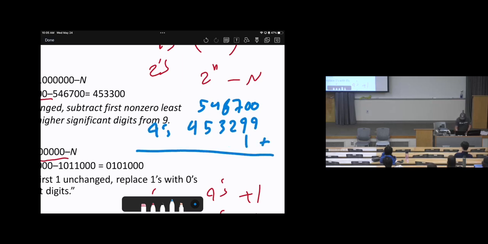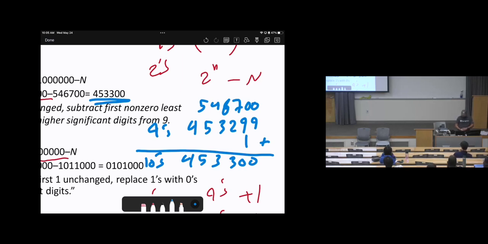After adding 1, this will be 45330. Is this the same as the answer that we have here? Yes. Then this is the best way: find the 9's complement, then add 1.